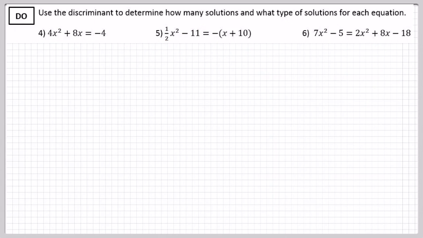Okay, so go ahead and use the discriminant to figure out what type of solutions there are here. I'll show the answers in 3, 2, 1.